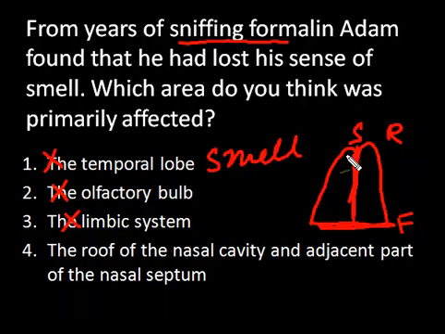The olfactory epithelium lies along the roof of the nasal cavity and the adjacent part of the nasal septum. So this is where the olfactory epithelium, which has the bipolar olfactory cells, this is from where the impulses of smell will go up and they'll go to the olfactory bulb, be carried by those bundles of olfactory nerves, pass through the cribriform plate, go through to the olfactory bulb and then to the temporal lobe.